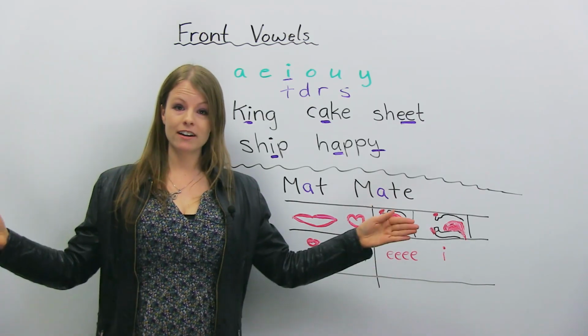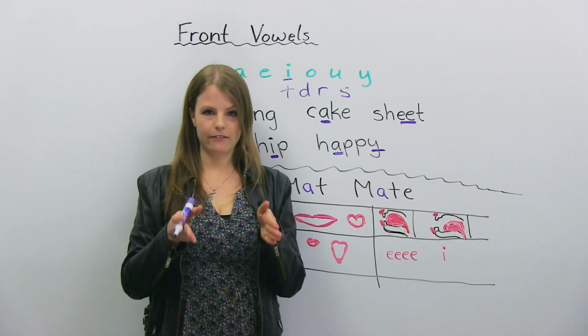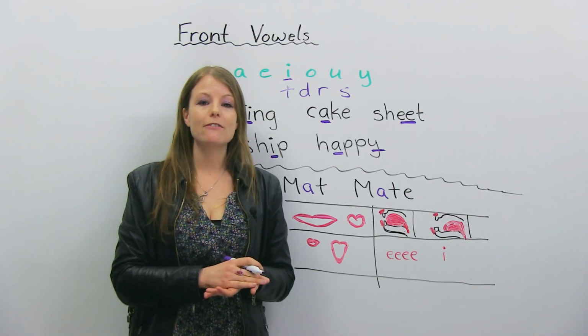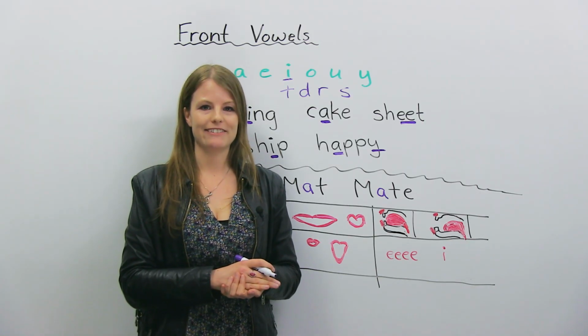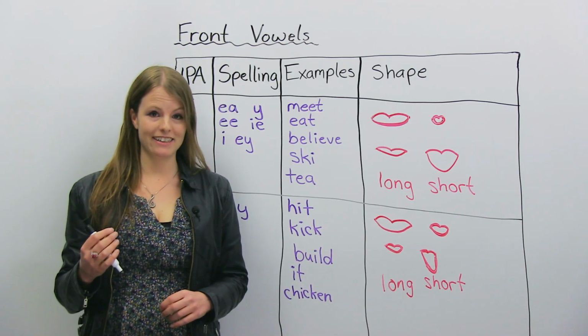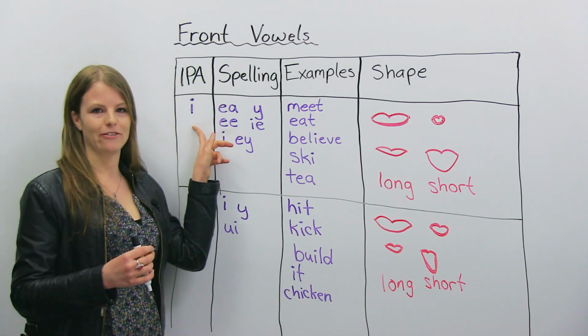This is very long, whereas this is a very short sound. Okay, so now let's learn about the 5 different front vowel pronunciations. So the very first sound we're going to make today is the E sound.